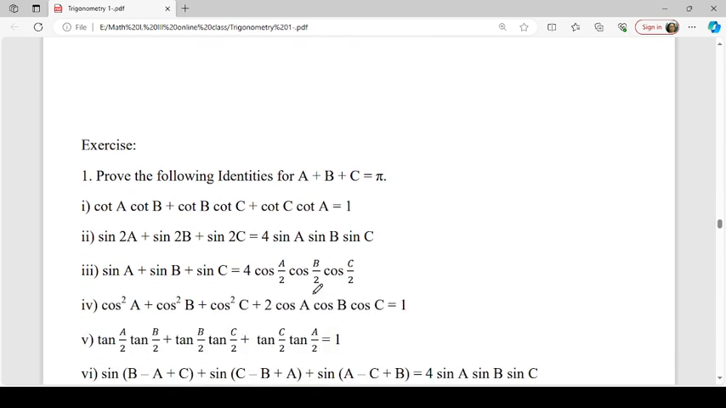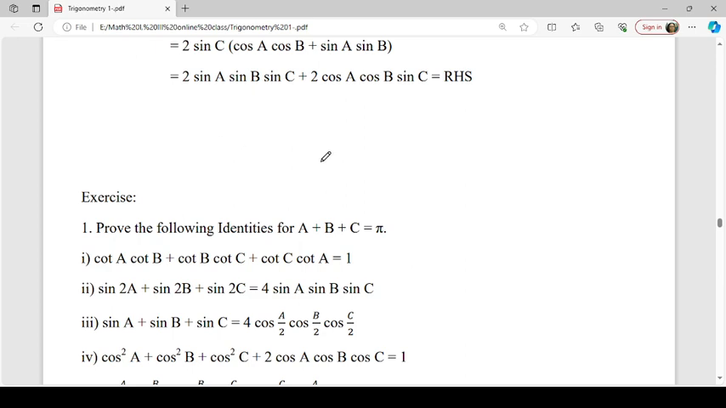Then these are exercises: a plus b plus c equal to pi. So this one we can do as cot a cot b plus cot b cot c plus cot c cot a equal to 1. So we have got a plus b plus c equal to pi. So tan of a plus b plus c equal to 0. So it is tan pi is 0.